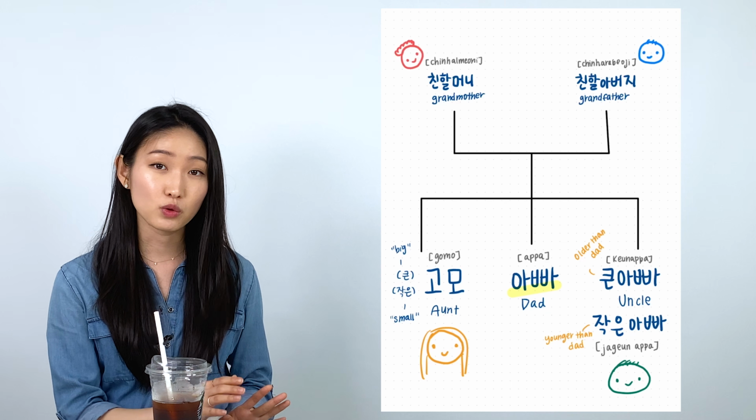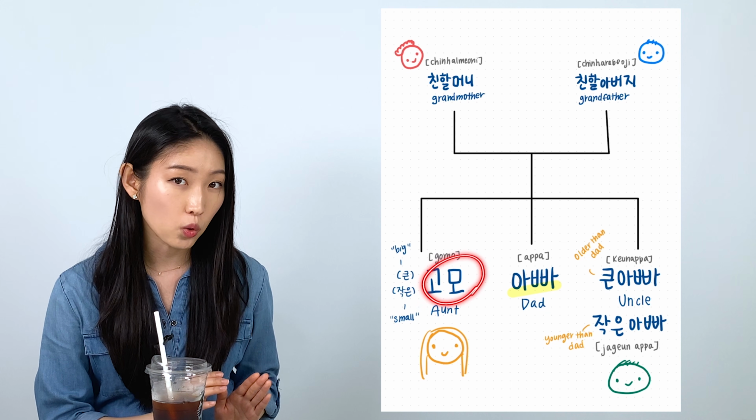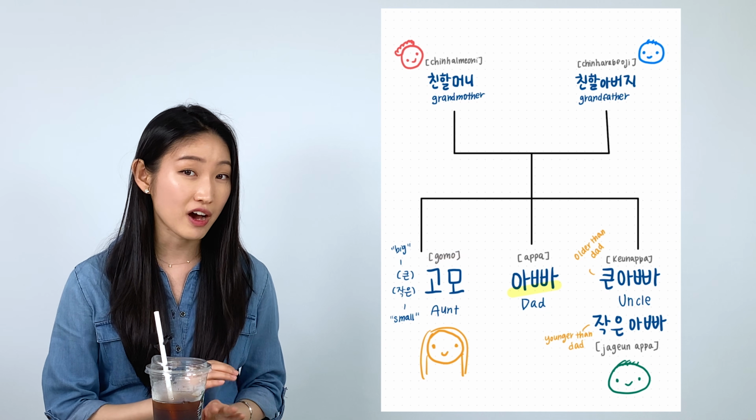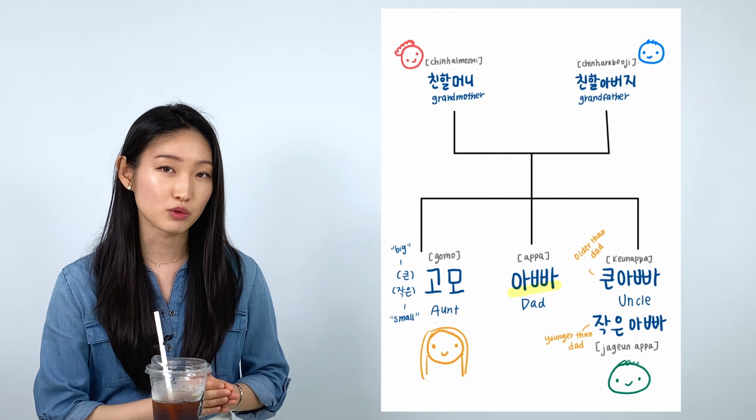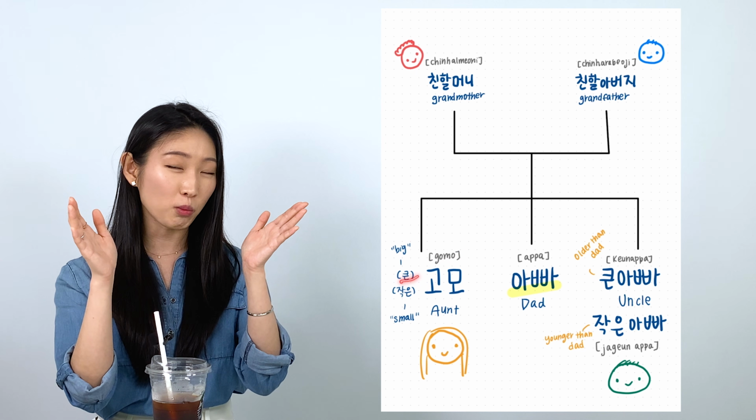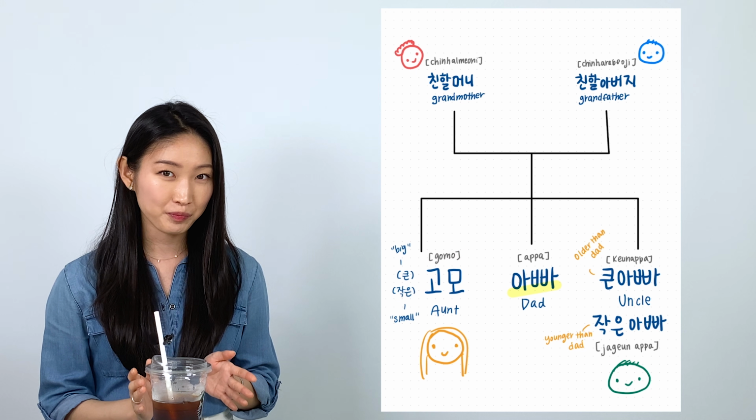Now, let's move on to your dad's side family. If you have an aunt on your dad's side, they would be called 고모, 고모. And if you have multiple 고모s, they would be distinguished as 큰 고모, 작은 고모.